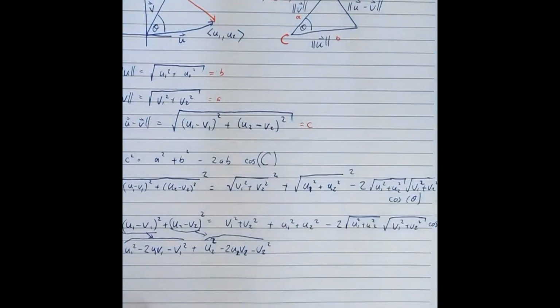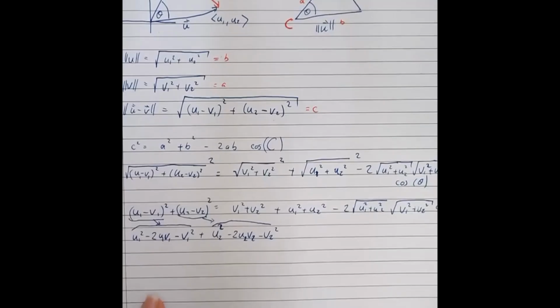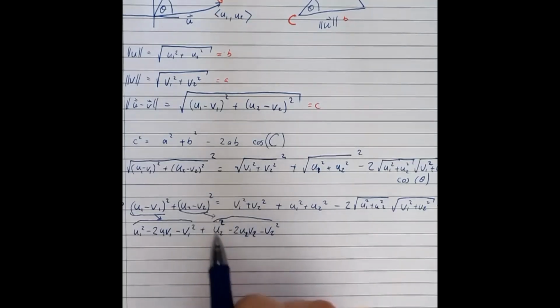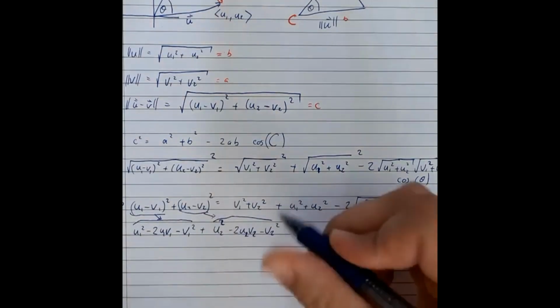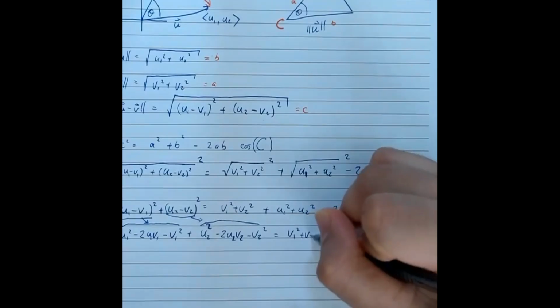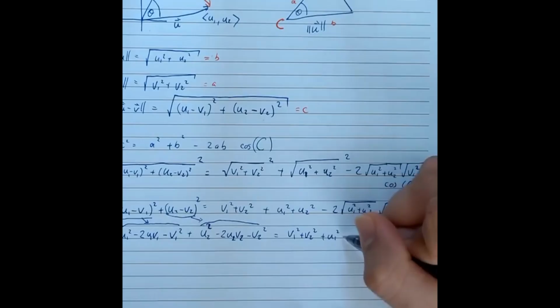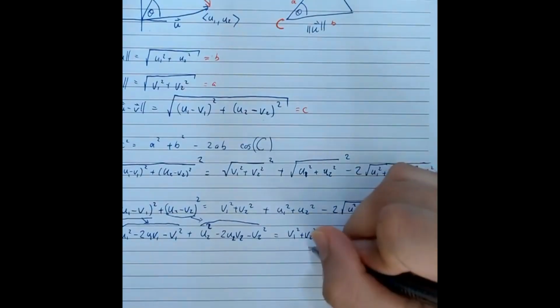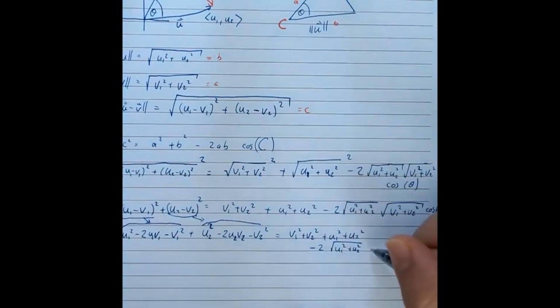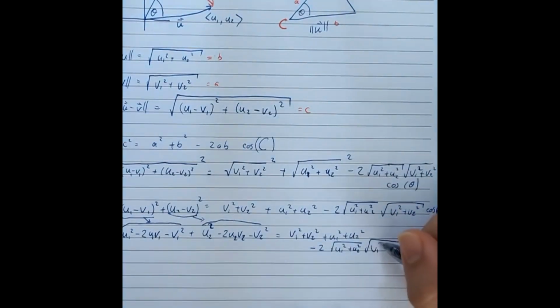And if you have any question right now saying, how did you square that? Stop the video and do that yourself. u2 minus v2 squared means u2 minus v2 times u2 minus v2. And you're going to distribute. That should give you that. Over here, I'm not going to do anything. I'm just going to rewrite that stuff. That's going to be v1 squared plus v2 squared plus u1 squared plus u2 squared minus double that, the square root of u1 squared plus u2 squared times the square root of v1 squared plus v2 squared cosine of the angle theta.